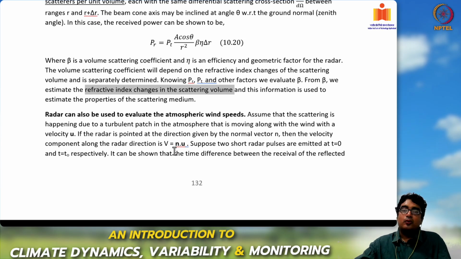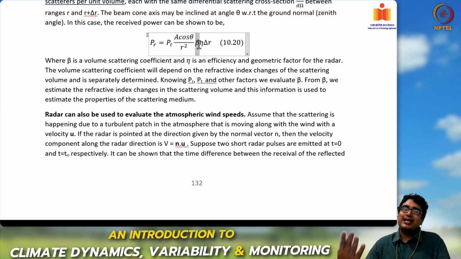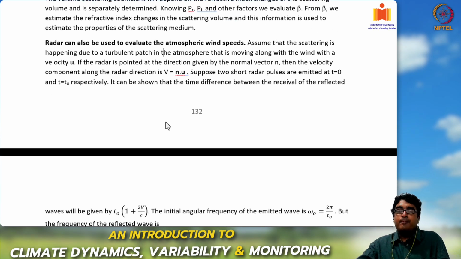So we know PT, we evaluate PR, we know A R square cos theta, the radar efficiency is known, the delta R is known, so we get the beta value. So from our data, we actually evaluate the actual value of beta, and then there will be a correlation from physics principles between beta and the refractive index gradients, and using that we get the properties of the atmosphere we want. One of the important applications of radar is evaluating atmospheric wind speeds.